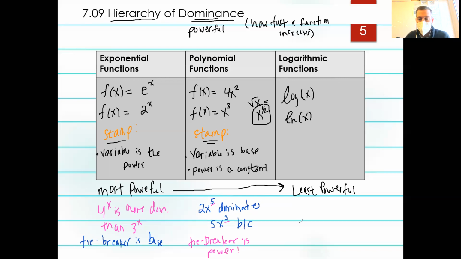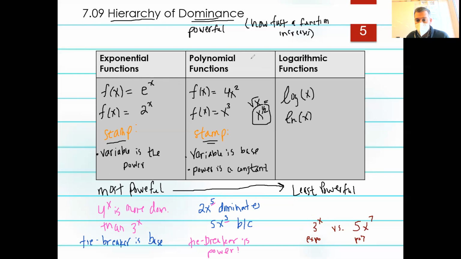If I were to think about a quick example, 3 to the x versus 5x to the 7th power. The first thing I would look for is, are these exponential or polynomial? I can see that 3 to the x is exponential and 5x to the 7th is polynomial. So there's no reason to even check tiebreakers. This one, 3 to the x, is always going to dominate based on our characteristics here. Any exponential is going to dominate a polynomial function, and either one of those is going to dominate a logarithmic.